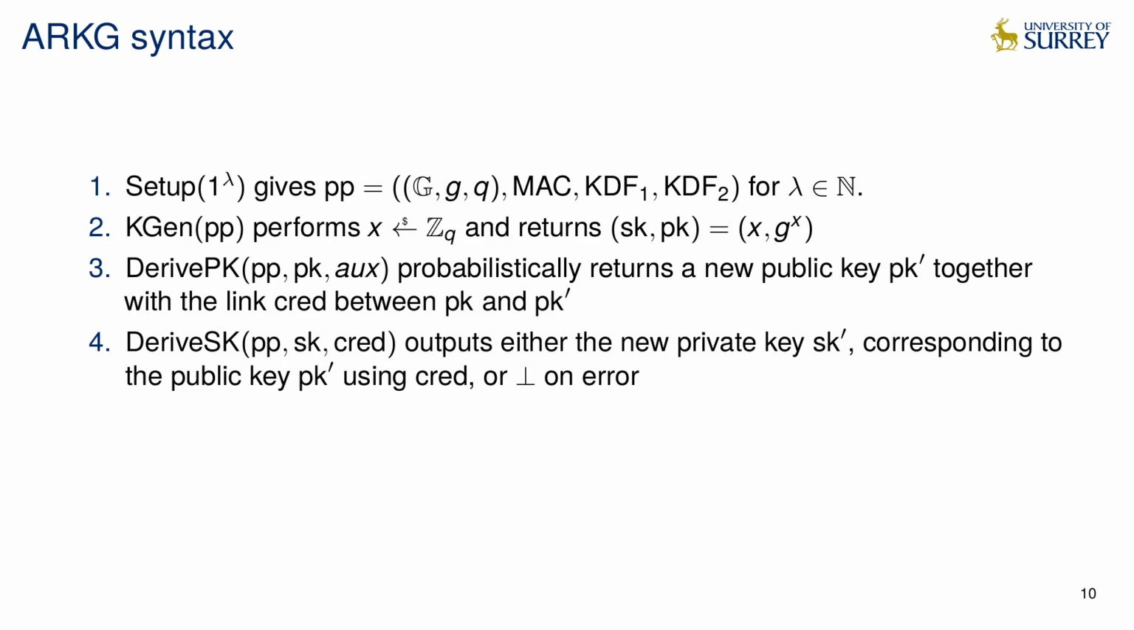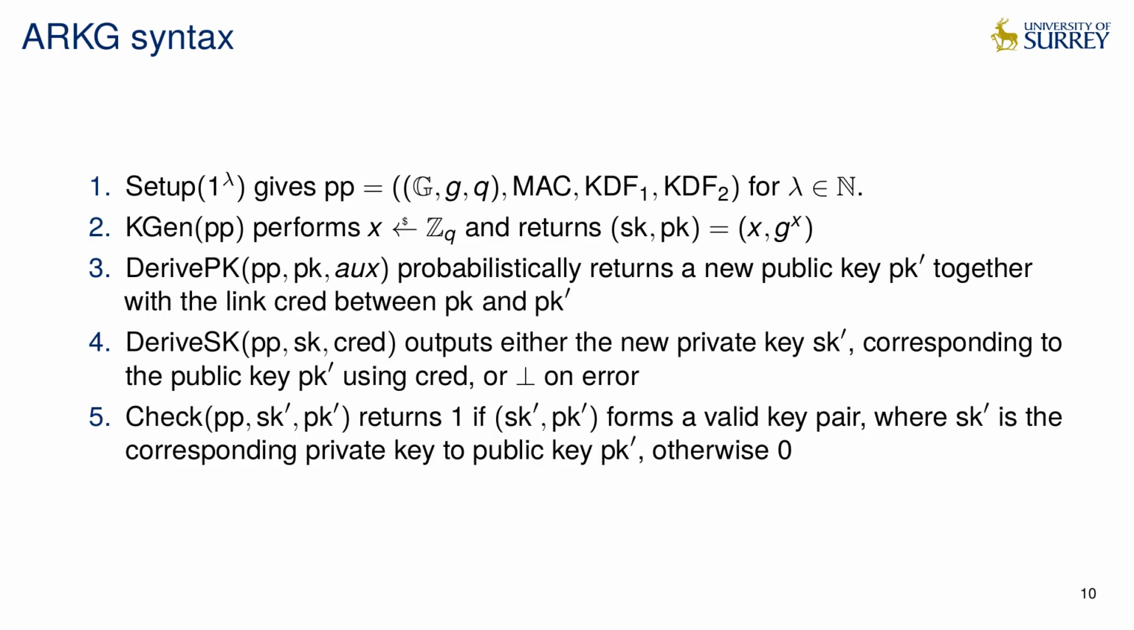Derive SK, when given the initial private key SK, which corresponds to the initial public key PK, and cred, computes the corresponding derived private key SK prime. Check takes as input a private key and a public key, and returns 1 if these form a valid private-public key pair.